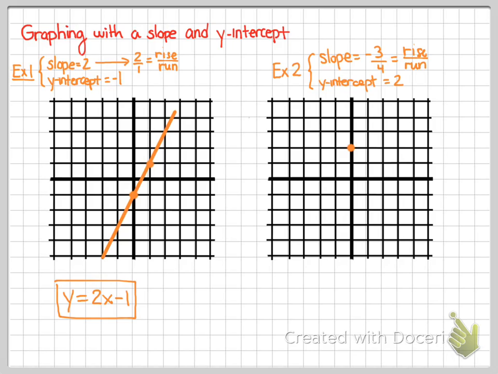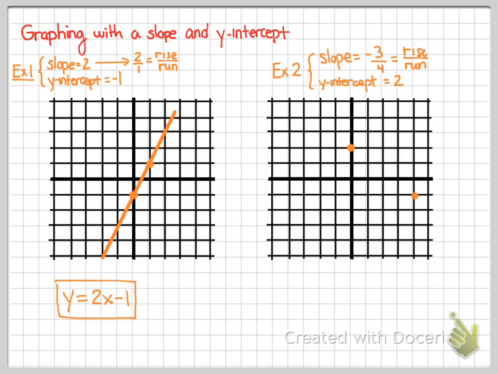Now if we have a negative there, do you remember what that means? That means I travel down. So starting from my y-intercept, I go down 3. 1, 2, and then 3. And then my run is a +4. So if it's positive, we run to the right. 1, 2, 3, 4. And that's where my next dot will go.